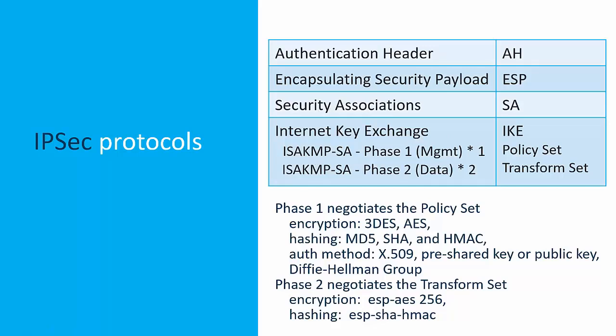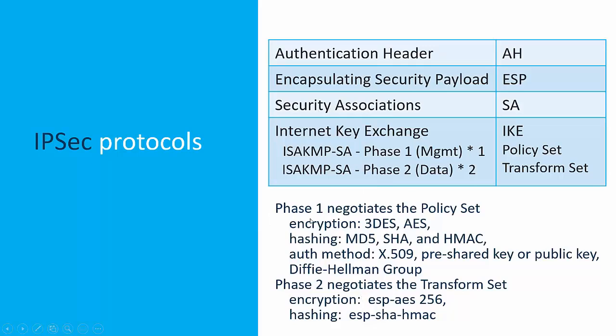Now, there are two phases in IPsec. There's the Phase 1 Security Association and the Phase 2 Security Association. Phase 1 is used for management and Phase 2 is used for data. Phase 1 creates the policy set and Phase 2 creates the transform set. There's a single policy set used for management in Phase 1, and there are two, one inbound and one outbound, transform sets used for data. All of the things that are set up in these two phases in these security associations are basically all of the security methods we're going to be using.